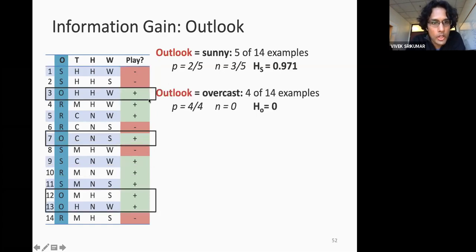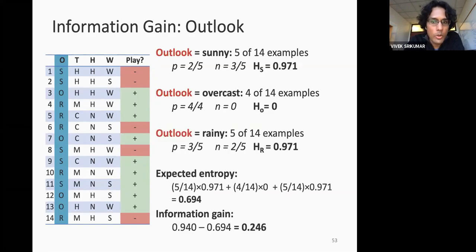We can do the same for outlook equals overcast. There are four examples, and all four of them are the same label. There's a nice trick. You don't need to do any computation. The trick is if there is no uncertainty, entropy is zero. So all four examples have the same label, and in this case, the entropy is zero.